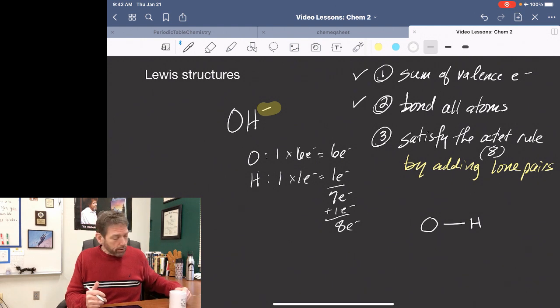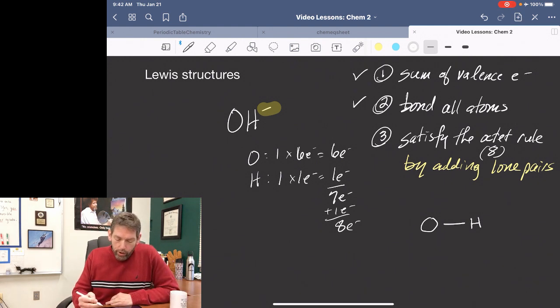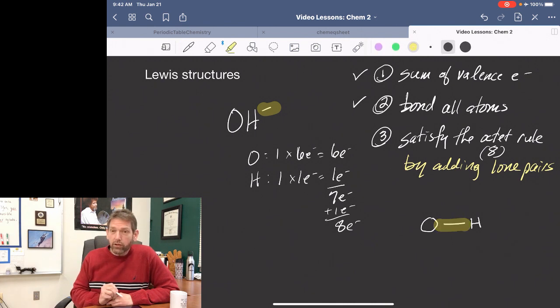We're actually almost done with this molecule. Rule 3, we're going to satisfy the octet rule by adding lone pairs. Remember, hydrogen follows the duet rule. So once it bonds, the pair of electrons between the 2 atoms satisfies hydrogen's bonding pattern. So now we're just going to add lone pairs here. So that's 2, 4, 6, and then the bonding pair makes 8 around that oxygen. So we have now satisfied the octet rule.